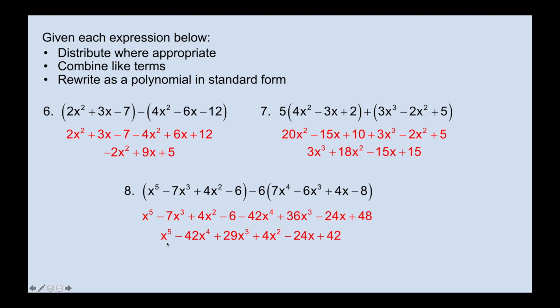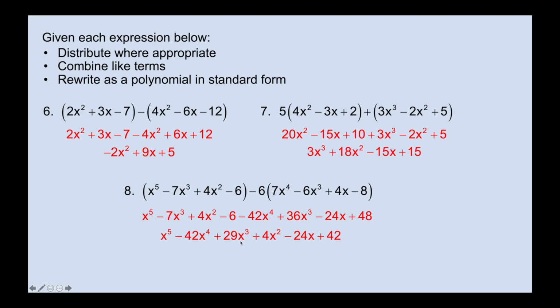Next, I'm going to be looking for a quartic term, so that's a degree of 4. And I only have one term here that is quartic. So -42x to the 4th is going to go next. Next, I have x to the 3rd. So that's my cubic term. I'm looking at -7x to the 3rd as well as 36x to the 3rd. And when I do -7 plus 36, we should get 29x to the 3rd.